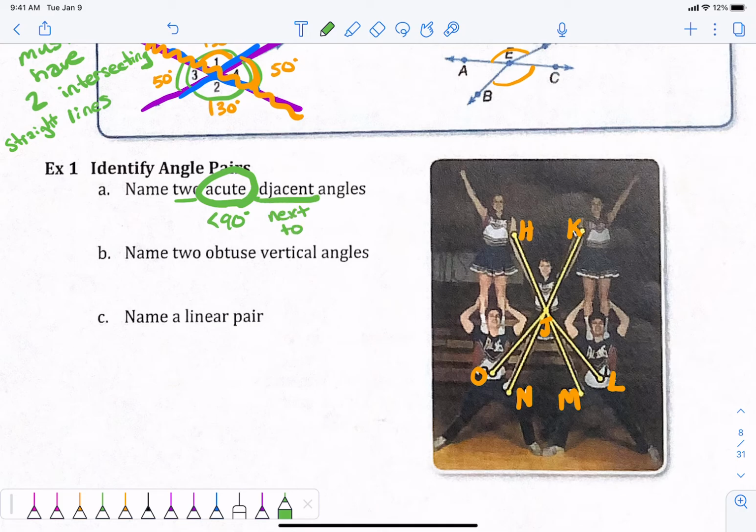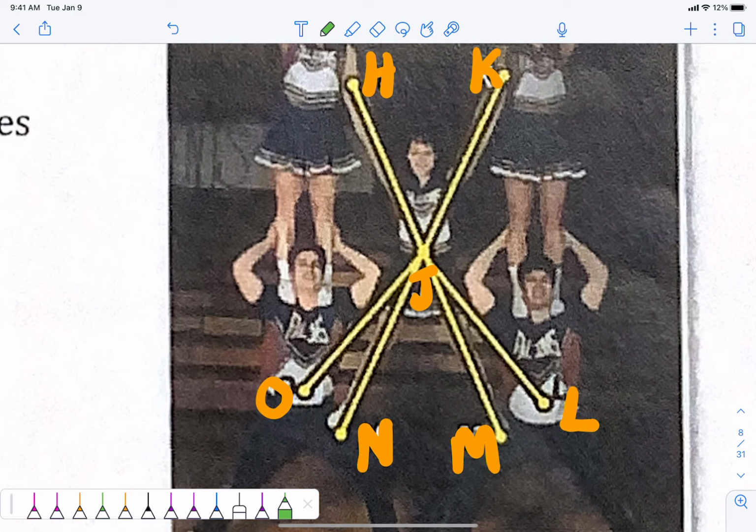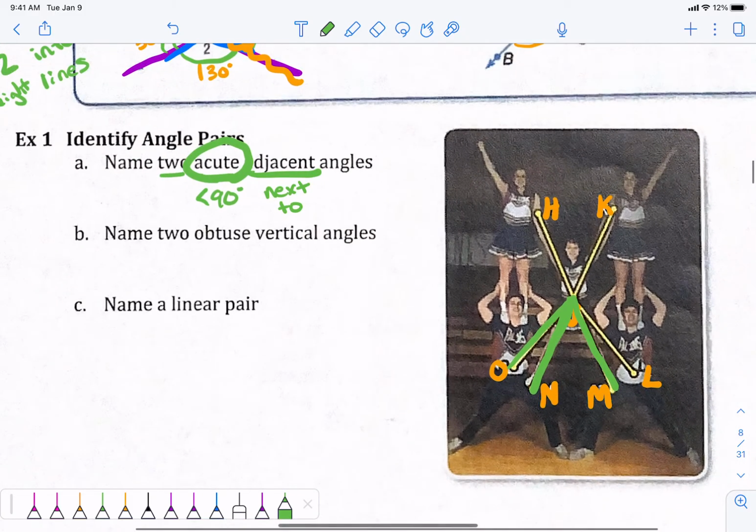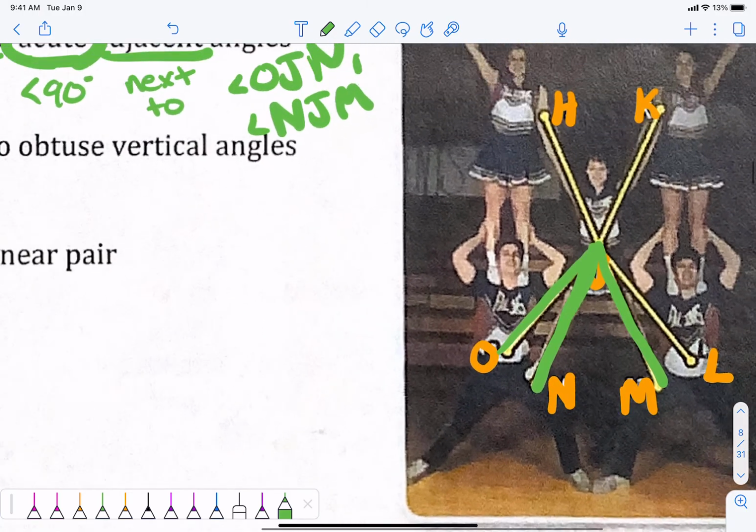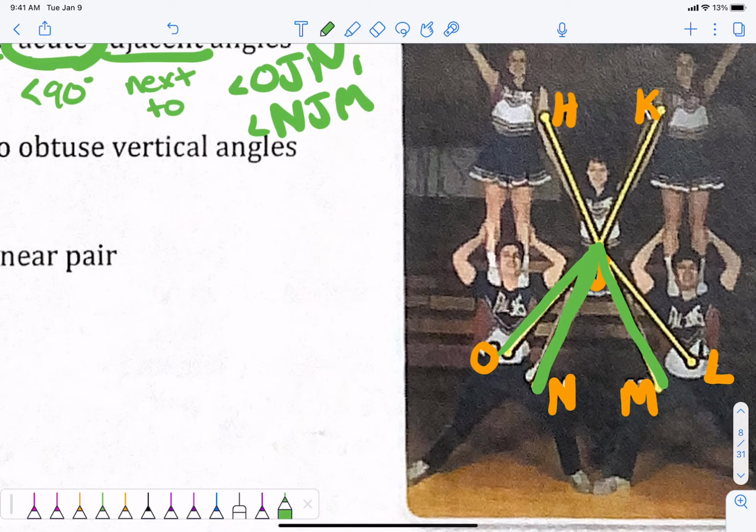Okay, two acute adjacent angles. So two angles that are right next to each other that are small angles. Okay? OJN and NJM. Sure, OJN and NJM. You want to do that? Okay, let's do that. All right, there's multiple right answers. So angle OJN and angle NJM. Those are smaller than 90 and they're right next to each other. They share a side, right? We see that they share a side. Okay. All right, let's go to the next one.